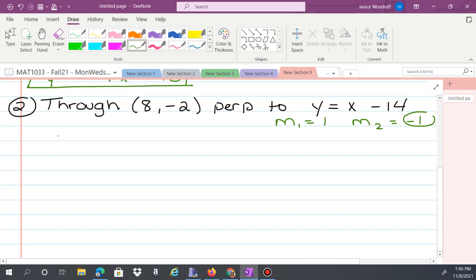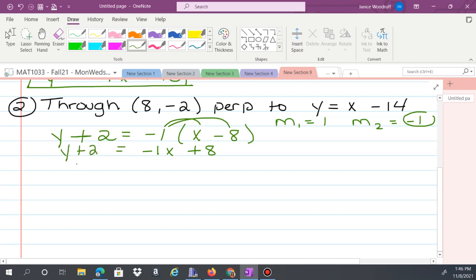Okay, so we get y minus, our y1 will be -2 equals m, so -1, and then x minus x1 will be 8. So this will change to a +2, and that's point slope form. And then we will work this out. So -1 times x, -1x, -1 times -8, +8. Bring down our y plus 2, and then we will subtract 2 from both sides, and that will give us y equals -1x plus 6.